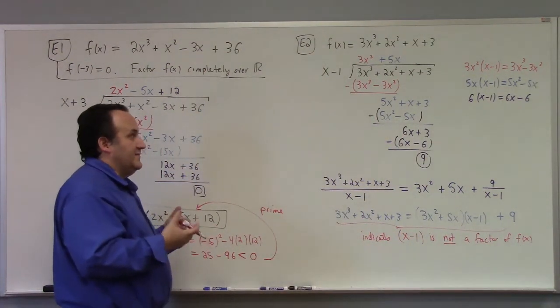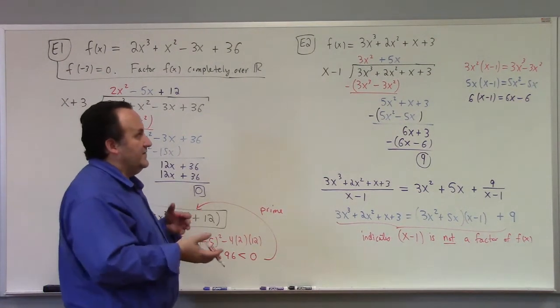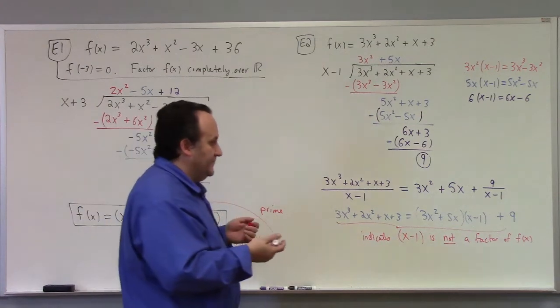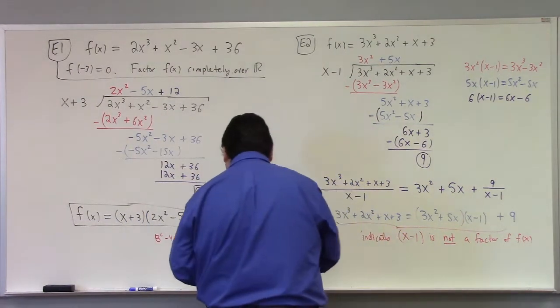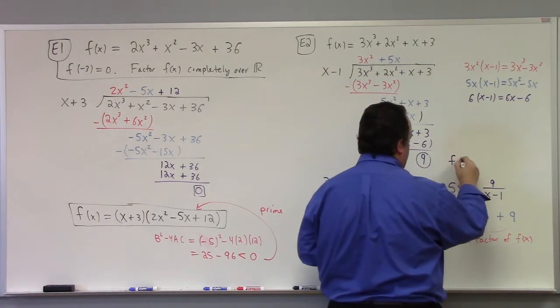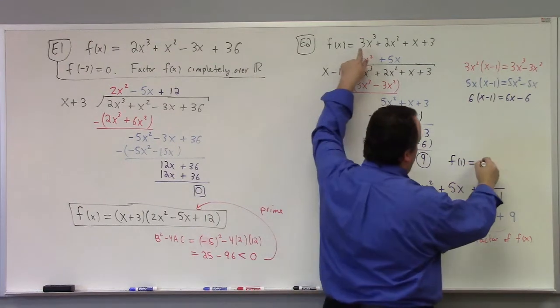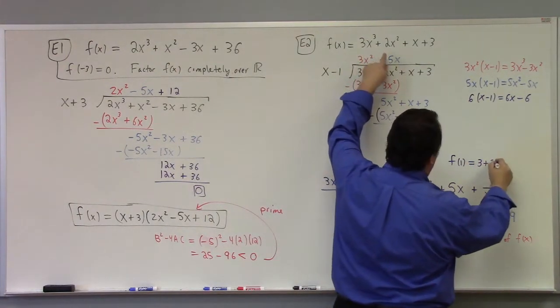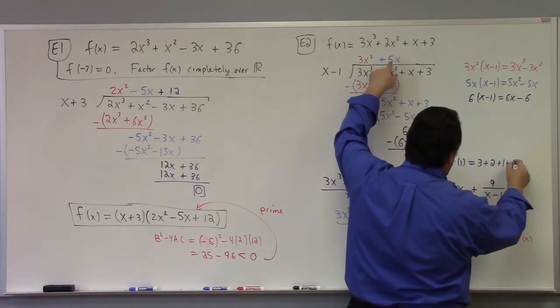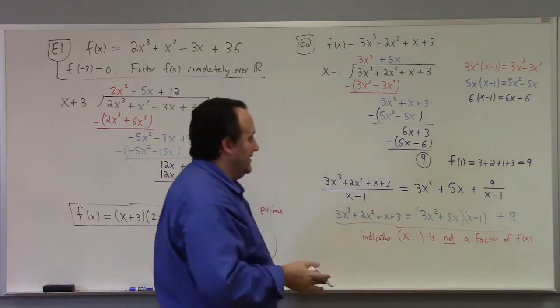But then we can ask, what is the significance of the remainder here? Does it have some significance? And the answer is yes, it does. How does it relate to 1? Well, check this out. If you calculate f of 1, what is it equal to? F of 1 is equal to 3 plus 2 plus 1 plus 3. Hey, that's 9. That's not an accident.